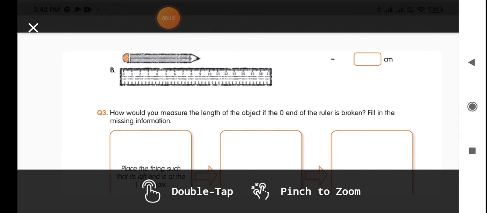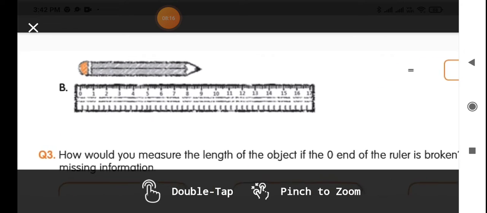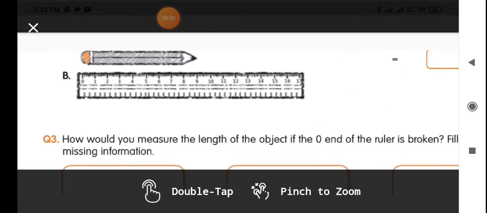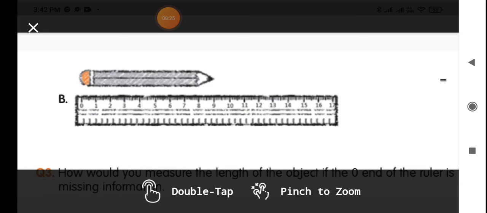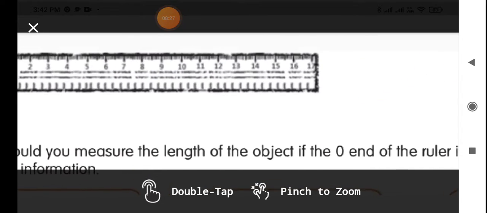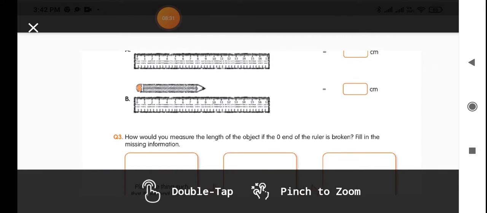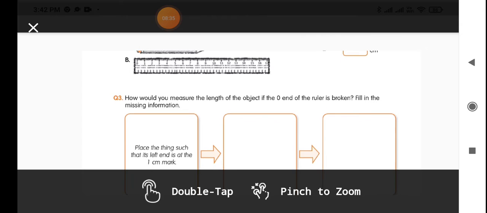Write the answer in the given box. And the B bit is the pencil. One end point of the pencil is at 0, so it is correctly placed on the ruler. And the other end, you can see where it is showing, it's showing near the number 9. So you can write the length of the pencil is 9 centimeters.